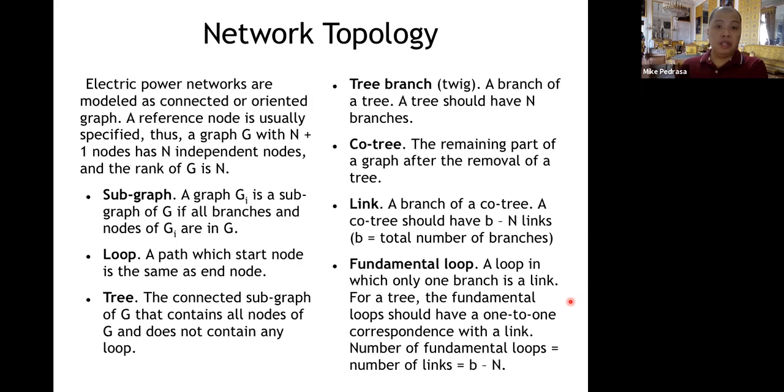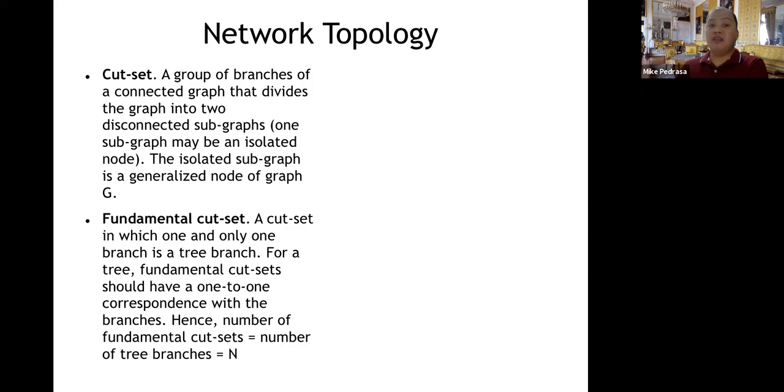Anyway, before moving on to the example, we have a couple more terms to define. The cut set and the fundamental cut set. A cut set essentially is just a group of branches that divides the graph into two disconnected subgraphs. Keyword here is disconnected. Meaning the two subgraphs should not be connected in any way to each other. And then we define a fundamental cut set as a cut set with only one branch as a tree branch. Again, the best way to talk about this is through an example.